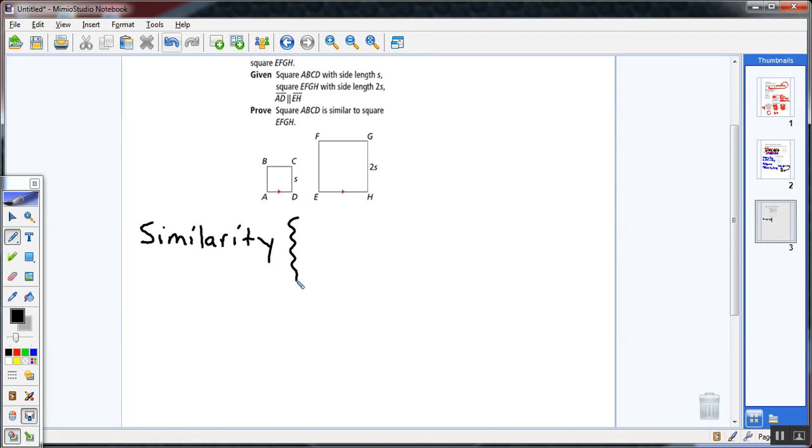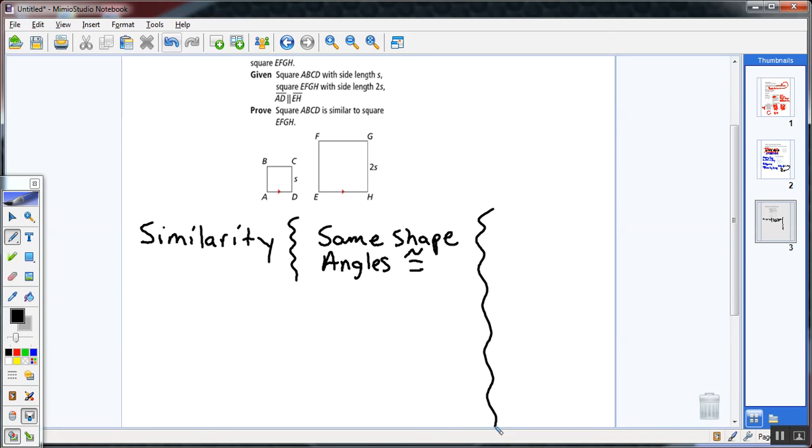Okay, so let's do it. Similarity. What do you know about similarity? Same angles. Same shape, which means I'm going to write this here. Angles are going to be congruent. And then the next thing we need to do, well, if it's the same shape, what's true about the size? Size can be different, right?